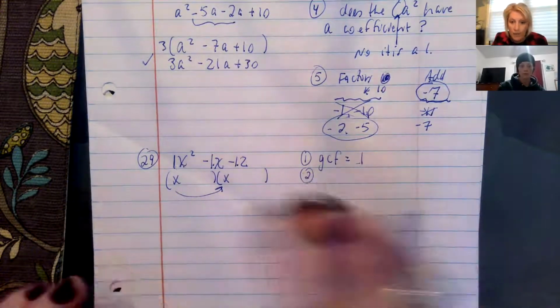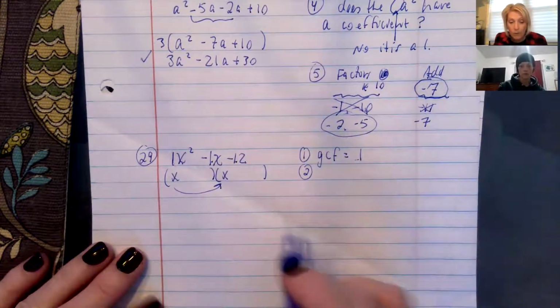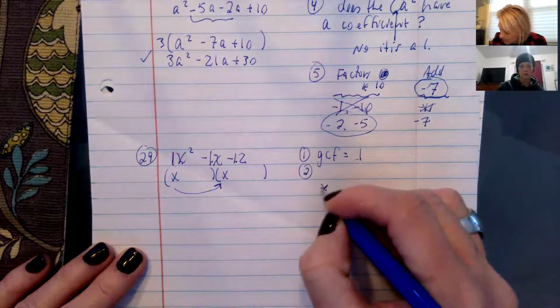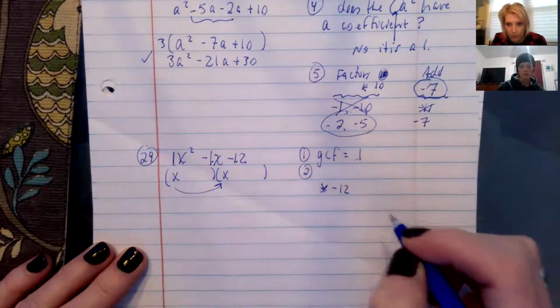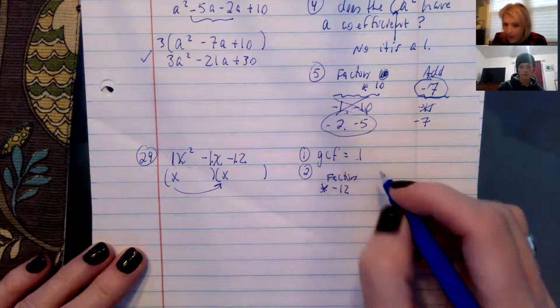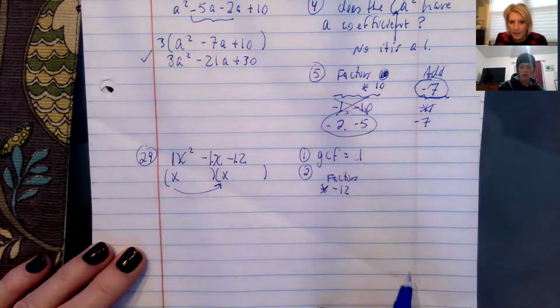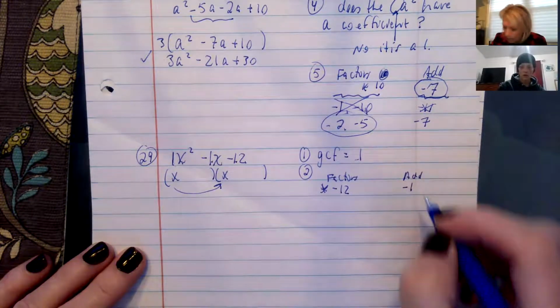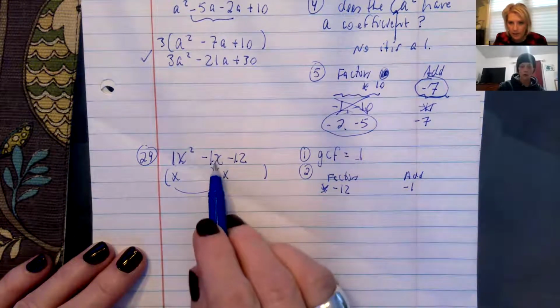Mm. Okay. So now that we're here, I have to come up with things that multiply to make a -12, factors. And after I make that list, I want them to add to make a -1, the thing in the middle.